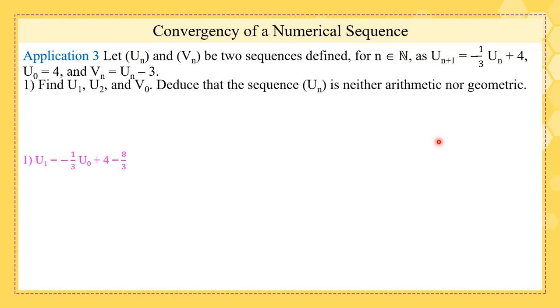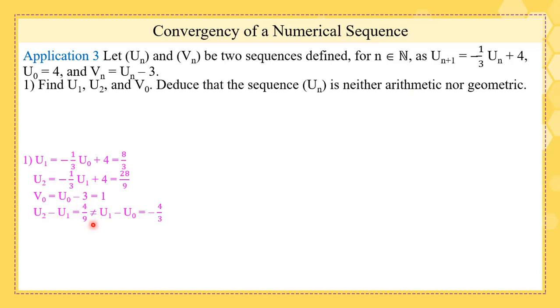Let's see the answer. Well, U1 is minus 1 over 3 U0 plus 4. We just substitute, we get 8 over 3. U2 is minus 1 over 3 U1 plus 4. We also substitute, we get 28 over 9. And V0, we substitute it here. V0 is U0 minus 3. And we do know U0, which is 4. So V0 is 1.